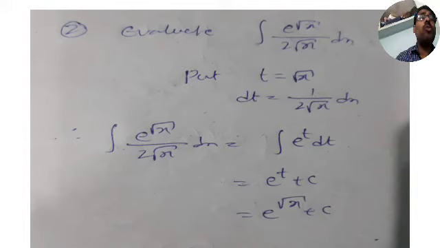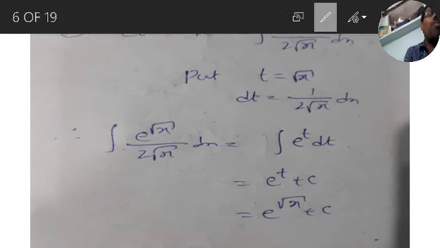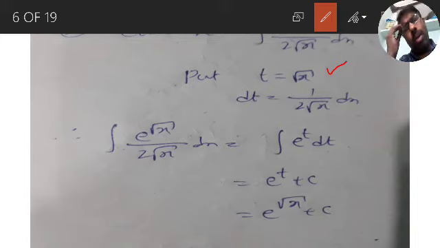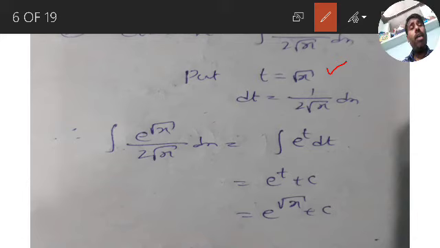So what is the substitution? The substitution is t is equal to square root of x, similar to the previous problem. What you have to learn in these substitution problems is that you have to identify the substitution. Once you know the substitution, substitute it, differentiate it, and then put all those things in the integration, which will convert it into standard form. Are you getting?